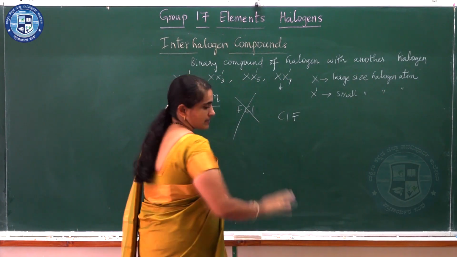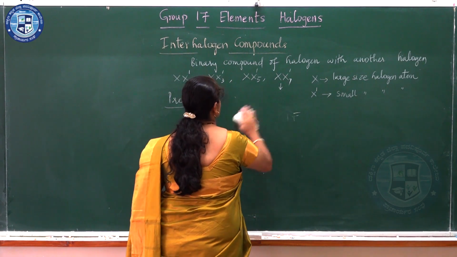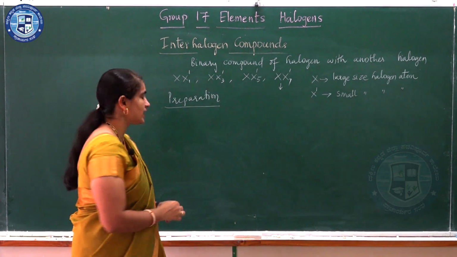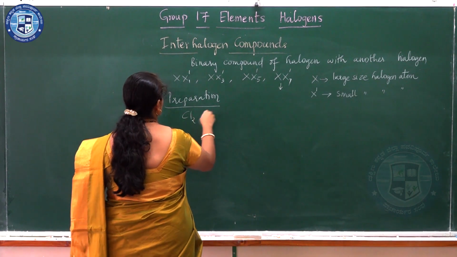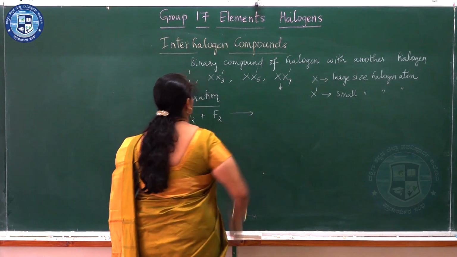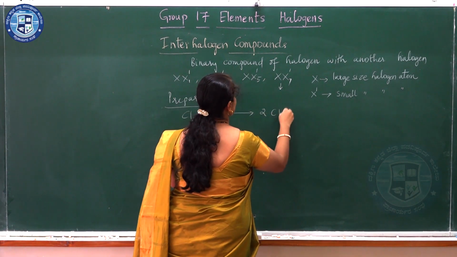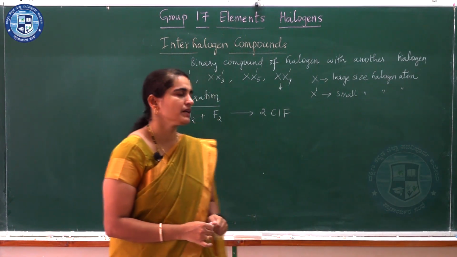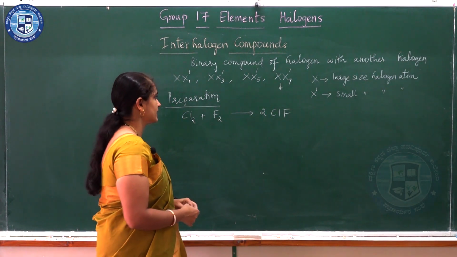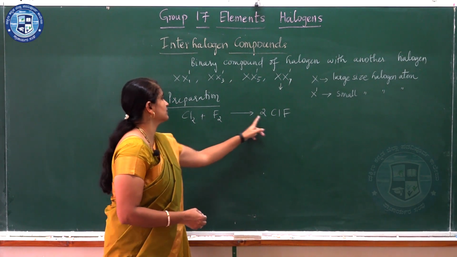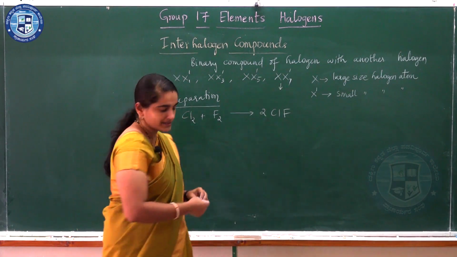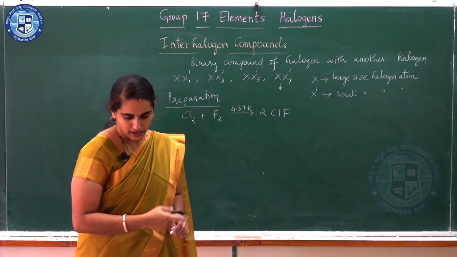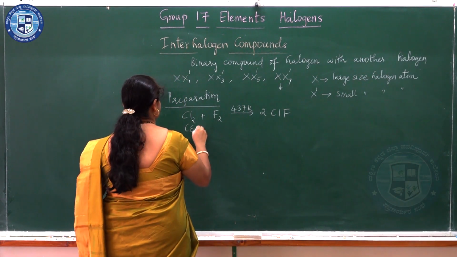Okay. Next we shall move on to the preparation. So 4-5 preparation methods have been given to you, and I'll write that. So I have Cl2 reacting with F2 and I'll end up with 2ClF. These questions usually will be asked as complete the following type. So I have Cl2 reacting with F2 and I'll end up with 2ClF. In this case the temperature used is 437 Kelvin, and all these have been taken in equal volume.